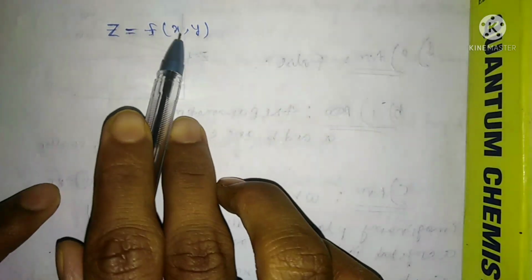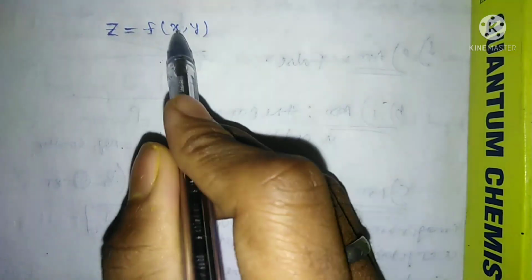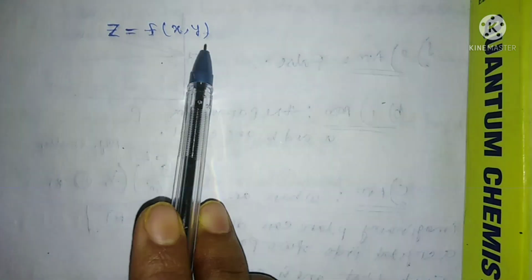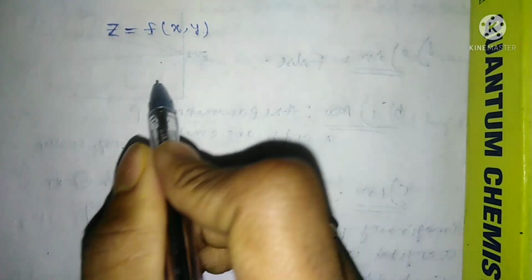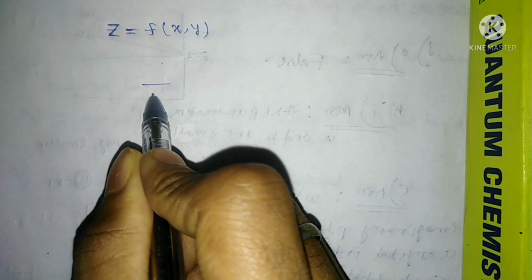So for that, let us consider a property Z. This is a property, any property which is a function of x and y. It depends upon x and y. If we change the value of x and y, this will considerably change. Now if we make a very infinitesimal change in x, then dz will be changed.